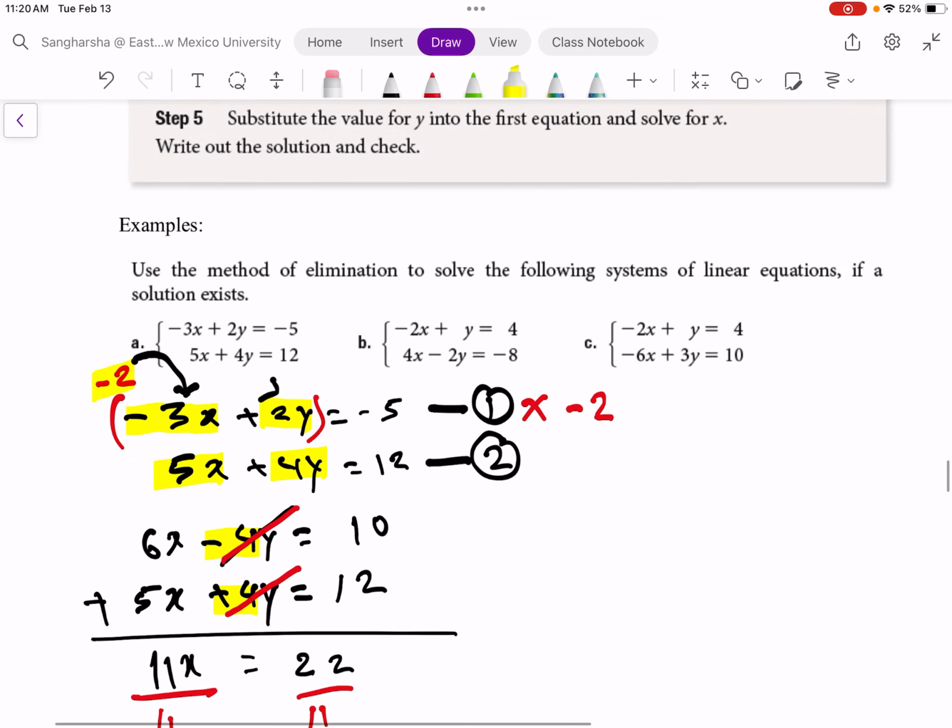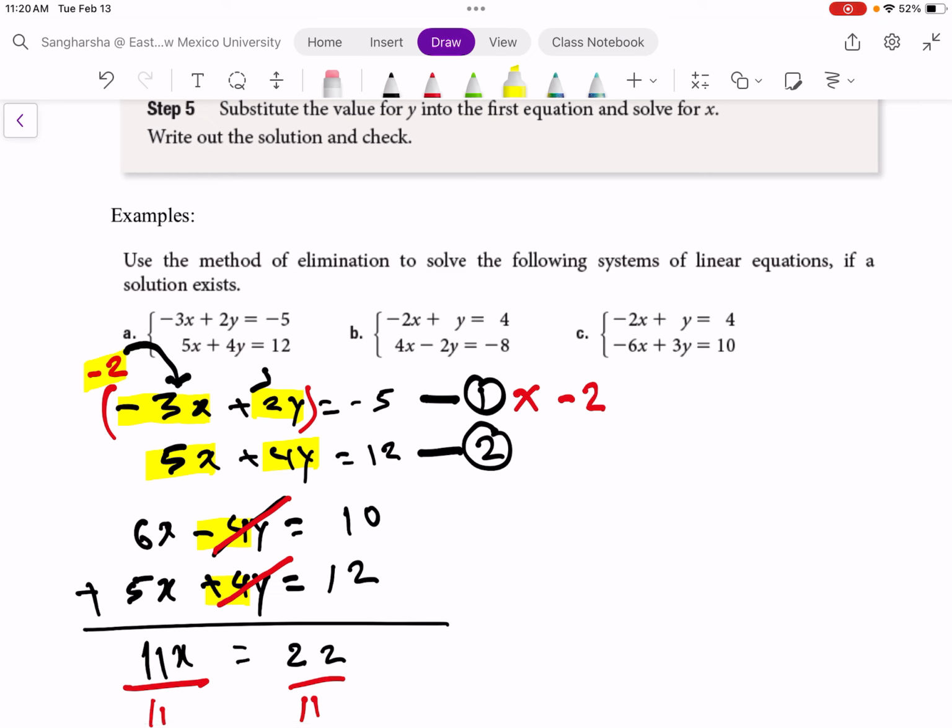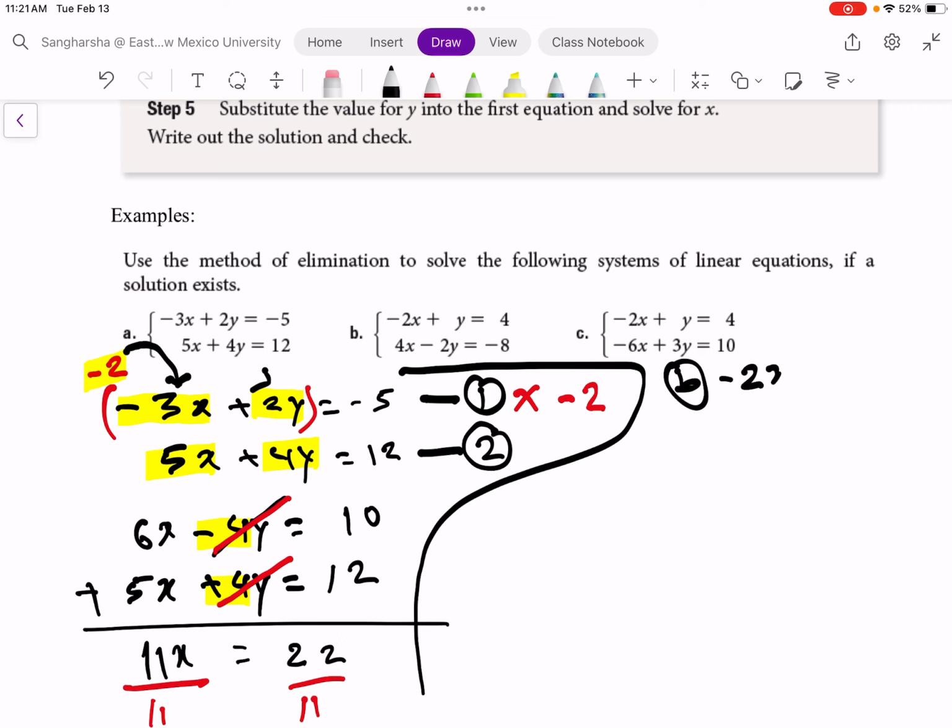Okay. I might need to erase here. Okay. So for number B, we have negative 2x plus y equals 4. Let's call this equation 1. Okay, and we have 4x minus 2y equals negative 8. Let's call this equation 2. Now we eliminate one variable.